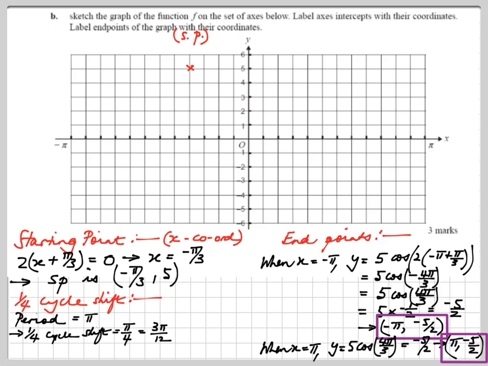Now, I'm going to put in my extremes. That's the next quarter cycle. See, I'm stepping it off in quarter cycle shifts, which are 3 pi on 12ths, yeah? Now, all I've got to do for the next quarter cycle is go along 3 pi on 12 and then down to minus 5. See? How easy is it? Get it? Go along another 3 graduations and go back to the central axis again.